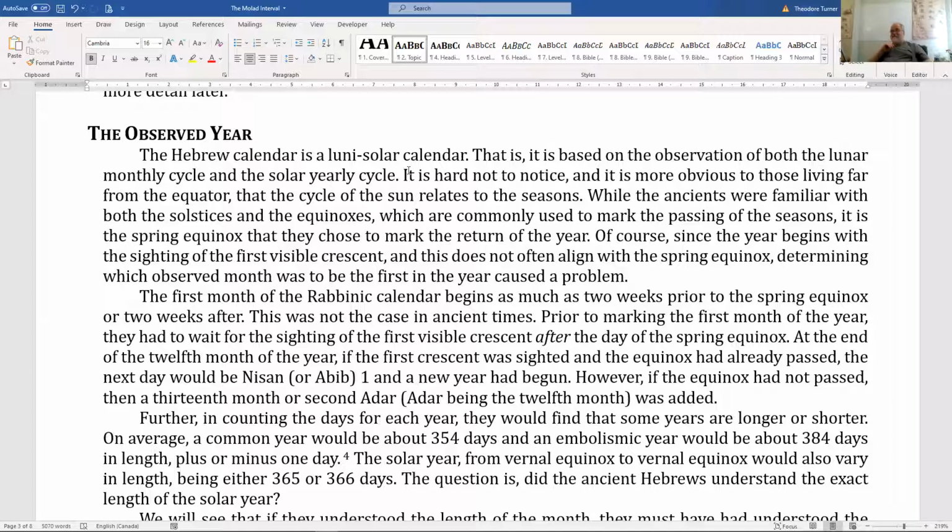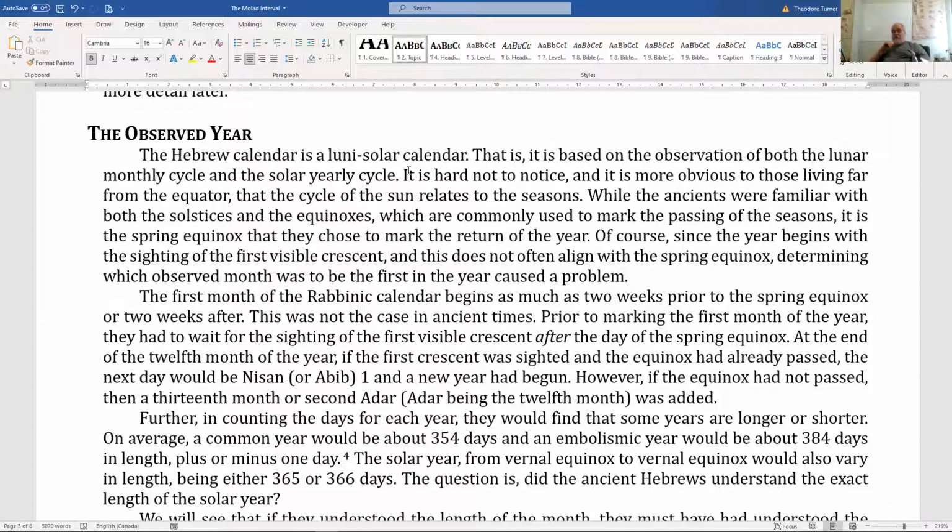Of course, since the year begins with the sighting of the first visible crescent, and this does not often align with the spring equinox, determining which observed month was to be the first in the year caused a problem. So we know we're going to have a month that's the first month in the year, but it doesn't just line up with the spring equinox. It's going to be in relationship to that.